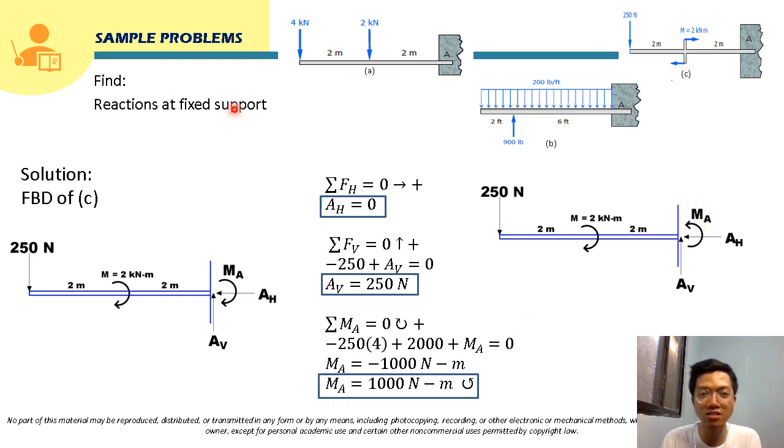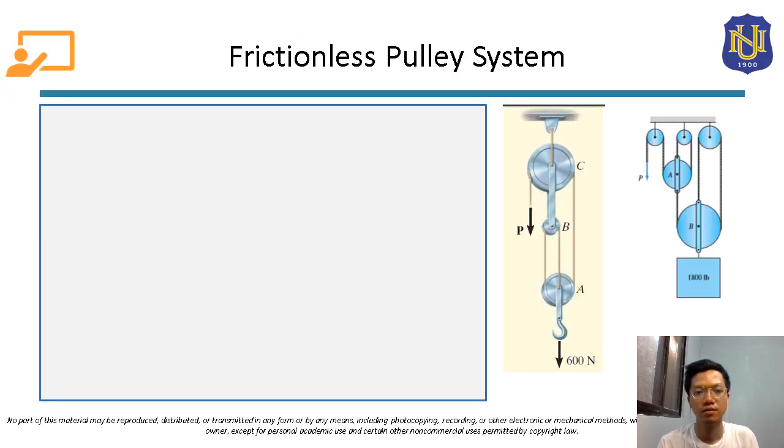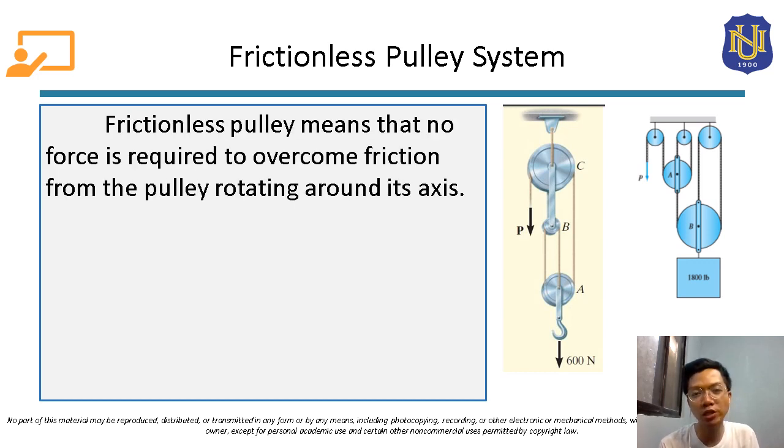So this will now be the answers for this problem. These are now the reactions at this fixed support A. Alright, so we will now proceed to the frictionless pulley system. Frictionless pulley means that no force is required to overcome friction from the pulley rotating around its axis.